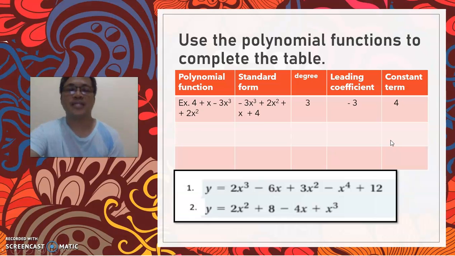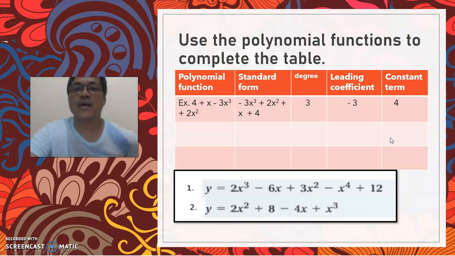So let us try this example. Use the polynomial function to complete the table. I will give you an example first. Then after explaining the example, you may now answer the two examples here. So: polynomial function, standard form, degree, leading coefficient, and constant term.